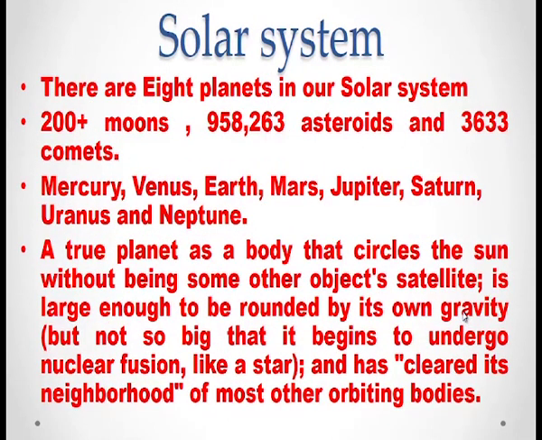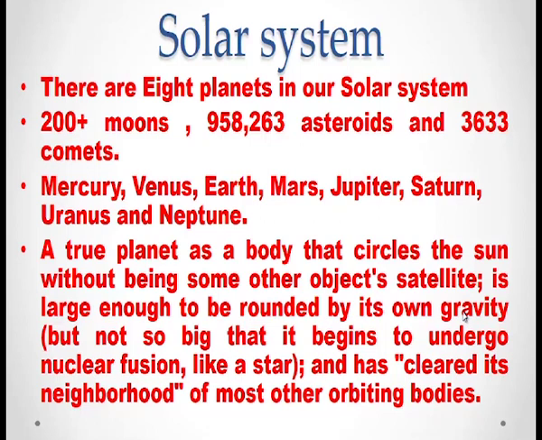Besides the 8 planets, there are 200-plus moons, because objects in our solar system have natural satellites, which are called moons. So far, 200-plus moons have been identified by astronomers and researchers. Then 9,58,263 asteroids and 3,633 comets are there in our solar system. These are all the numbers known to mankind so far. In future years, they may increase.